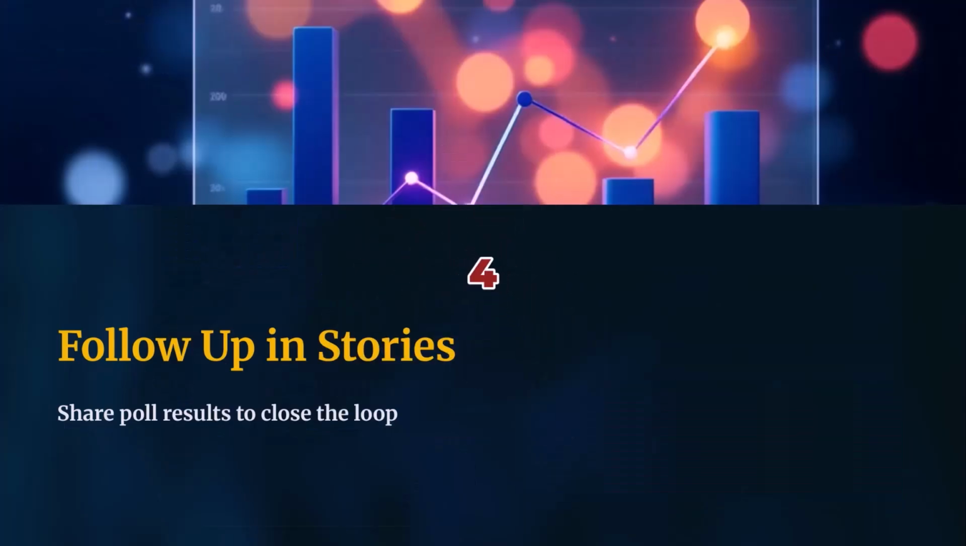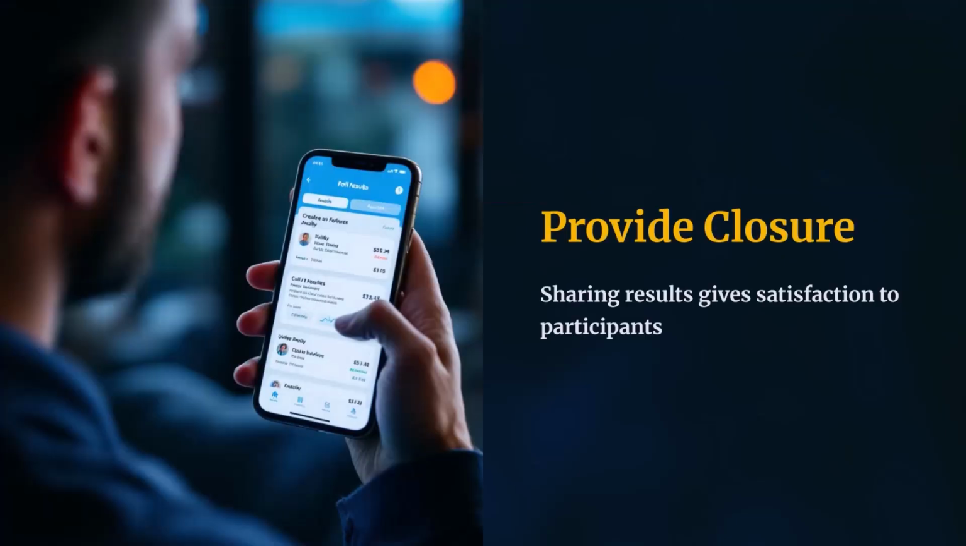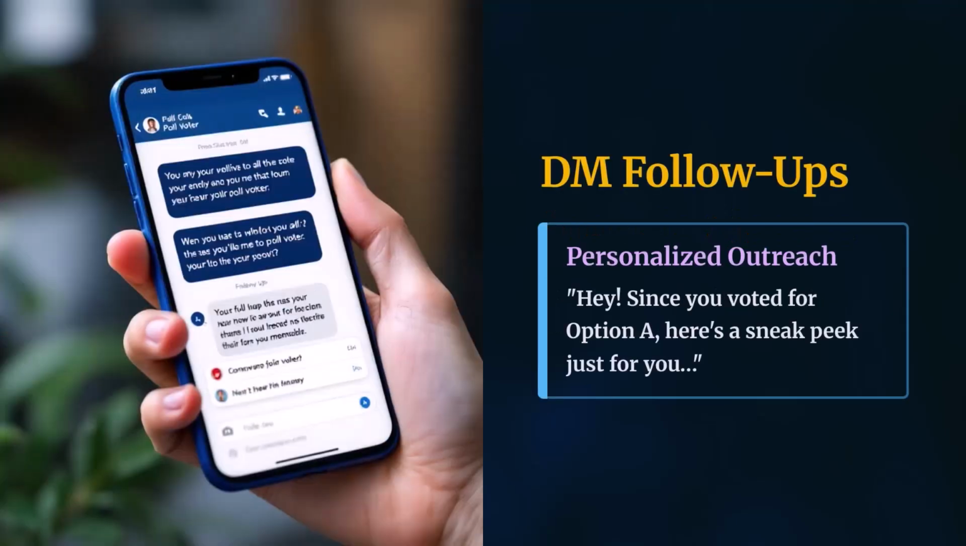Tip number 4. Follow up in stories or DMs. After you've run a successful poll, follow up in your story with the results. This gives closure to the interaction and encourages even more engagement. If you're running a business, you can even DM voters based on how they voted. For example, "Hey, since you voted for option A, here's a sneak peek just for you."